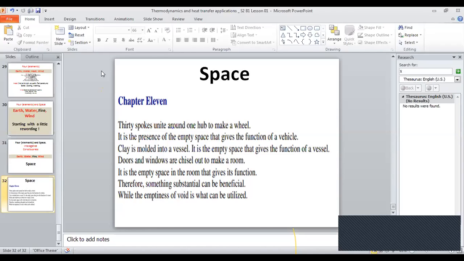And you cannot be a Steve Jobs. I cannot be Steve Jobs. You should be you. I should be myself. That's a different story. But we should learn from them. We should get inspired from them. Yeah, that's right. So it is the empty space in the room that gives its function.